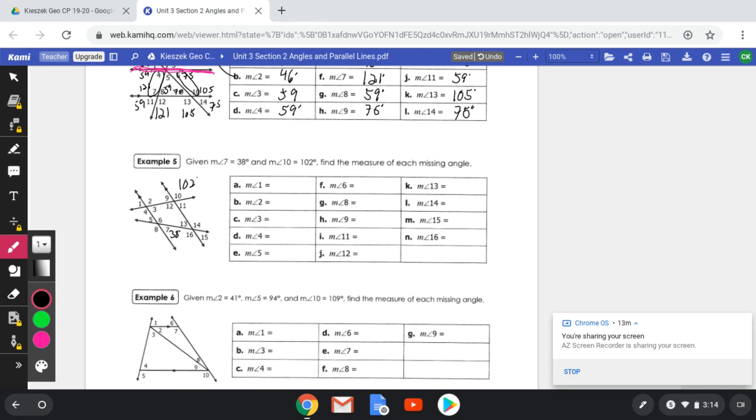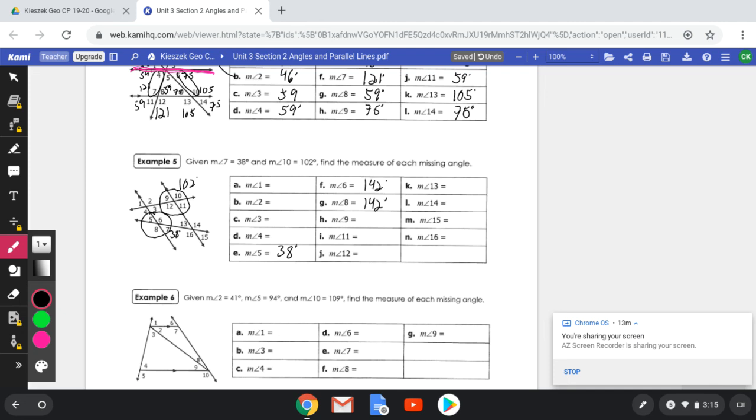So again, when I've got two lines crossing each other, the easiest thing to do is look for the angles that cross where the two lines are. So here, 5 and 7 would be the same because they're vertical, so 38. 8 and 6 will be the same, and to find them, since 8 and 7 are linear pairs, I would take 180 minus 38, which gives me 142. So both 8 and 6 are 142.